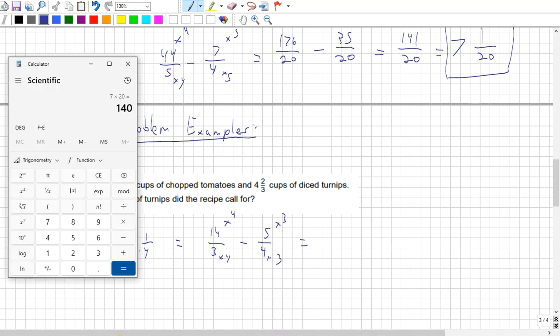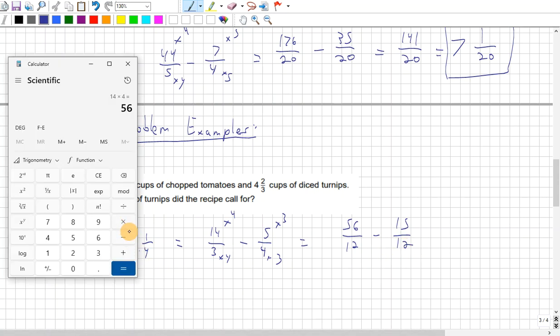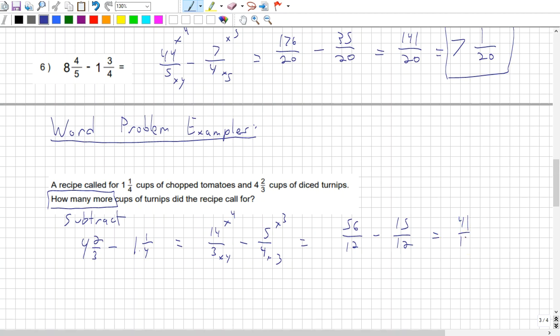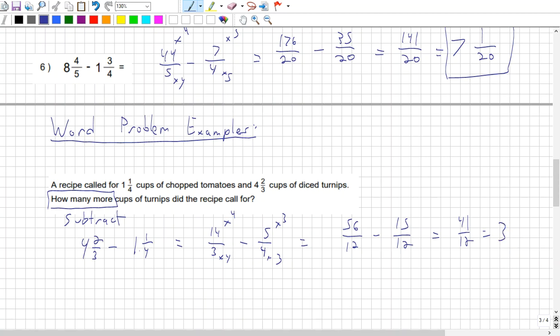So the first one, 14 times 4, maybe you can do that in your head, 56 over 3 times 4 is 12, we said. Minus 5 times 3 is 15 over 12. And then 56 minus 15 is 41 over 12. How many times does 12 go into 41? Again, you can just divide by 12. 3 times 12 I know is 36. So I have 3 full 12s that go into 41, which is 36, and then I have 5 left over. 5 over 12 is already reduced, so that is it. So there are 3 and 5/12.